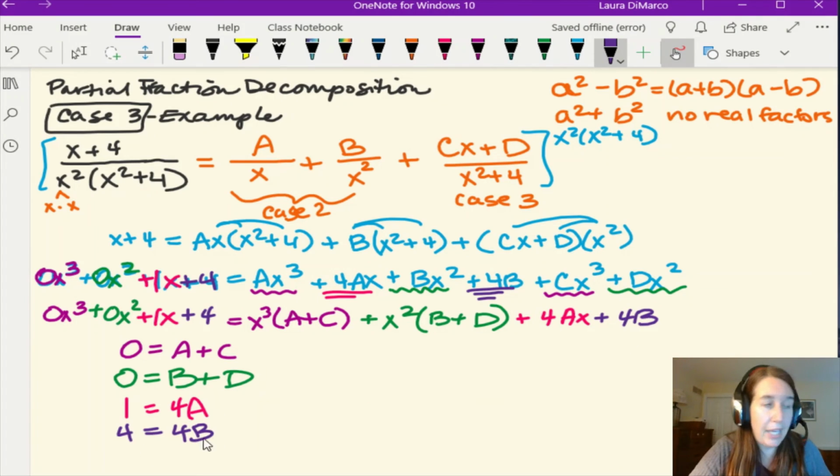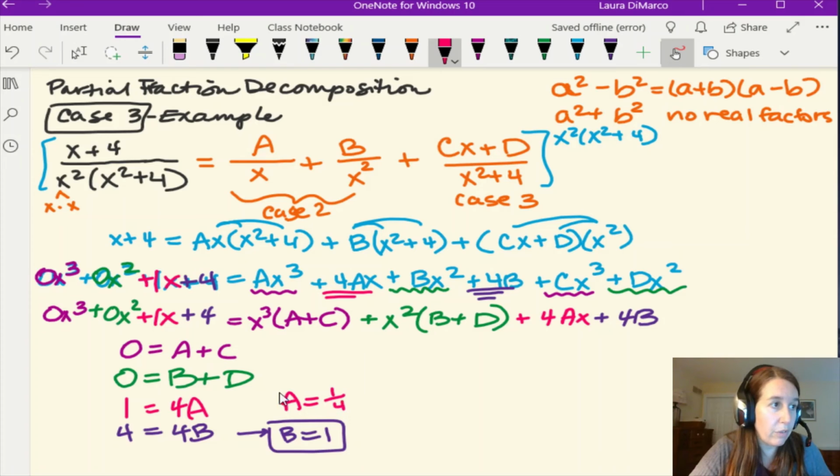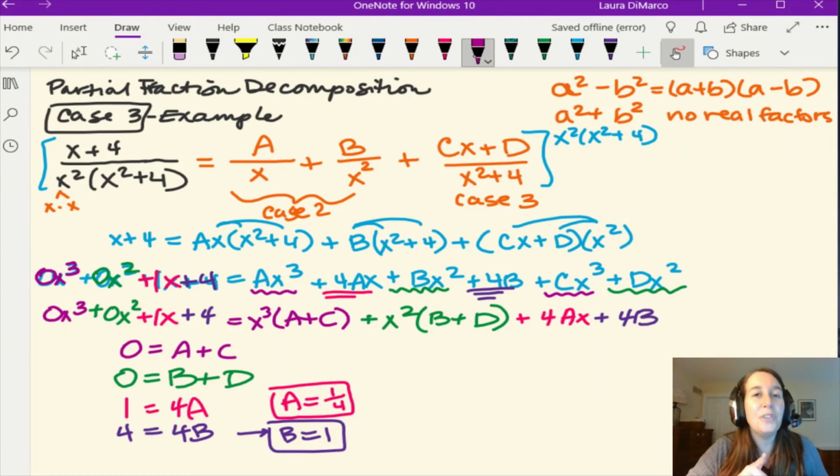Okay, so now we can see we can solve for a and b really easily. Let's see, b is equal to 1, right? And a looks like it's equal to 1/4. Okay, and then since we know a and b, we can solve for c and d super easily. Yay, I told you, once you get the system, they're very easy to solve.